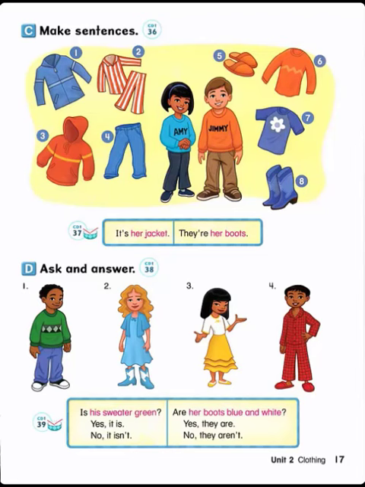Page 17. Drum track. It's her jacket. They're his pajamas. It's his sweatshirt. They're her jeans. They're his slippers. It's his sweater. It's her t-shirt. They're her boots.